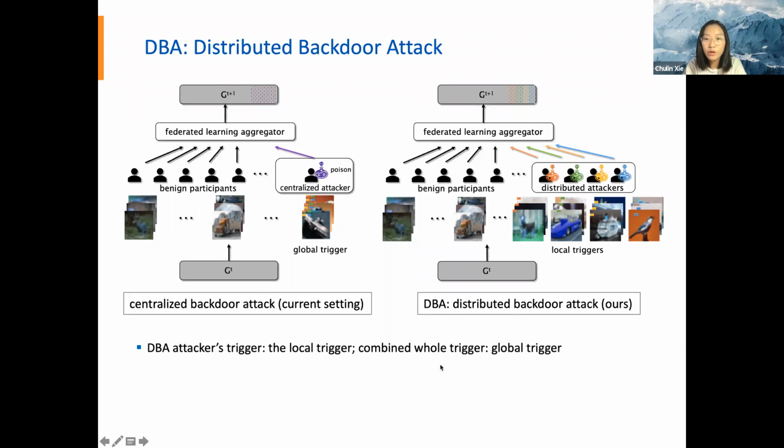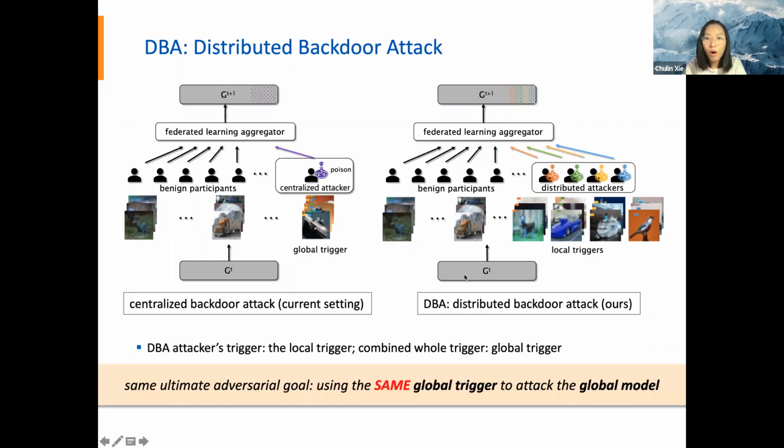We define each DBA attacker's trigger as a local trigger and the combined whole trigger as a global trigger. In DBA, all attackers only use part of the global trigger to poison their local models, while the ultimate adversarial goal is still the same as the centralized attack, using the global trigger to attack the shared global model. For a fair comparison, we keep the same amount of total injected trigger. In the image dataset, it's the modified pixels for both the centralized attack and the DBA. We note that DBA outperformed the centralized attack significantly.